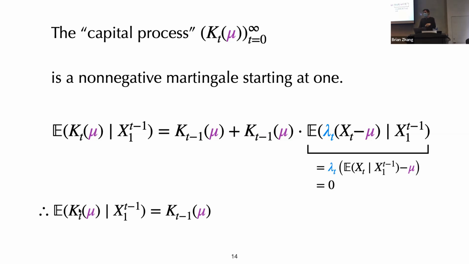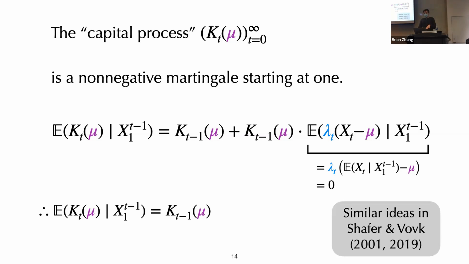So if I take just one particular example, and I was going to mention that there are many similar ideas in Schaefer and Wolf's books in 2001 and 2019 on game theoretic foundations for statistical inference and probability. But they were interested in a foundation of probability. Here we're still dealing with measure theoretic probability. We're just using some of these game theoretic ideas.